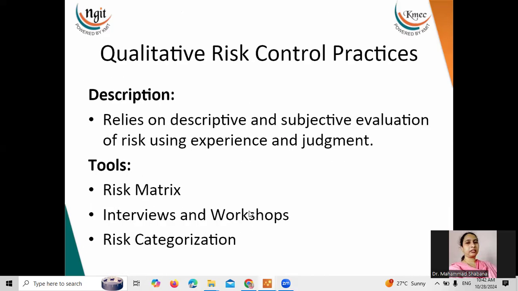First, let's talk about qualitative risk control practices. These rely on subjective assessment of risk. Methods such as using risk matrices, conducting interviews with experts, and categorizing risk into various types are often employed. Qualitative assessments are simpler and more flexible, but they come with their own limitations like subjectivity and lack of precise estimates.